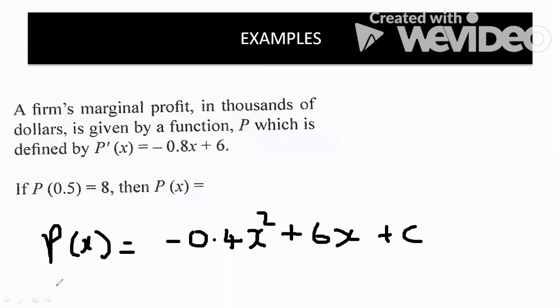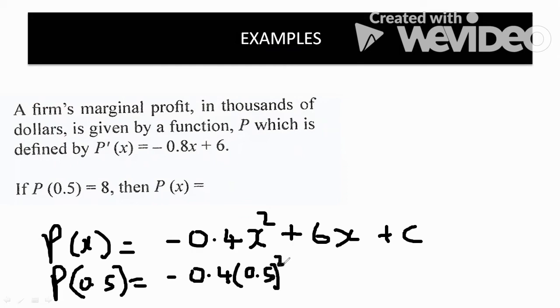So let's replace x with 0.5. So it's negative 0.4 times 0.5 squared plus 6 times 0.5 plus c, and that should be equal to 8. So what we need to do is to work out this little piece here.